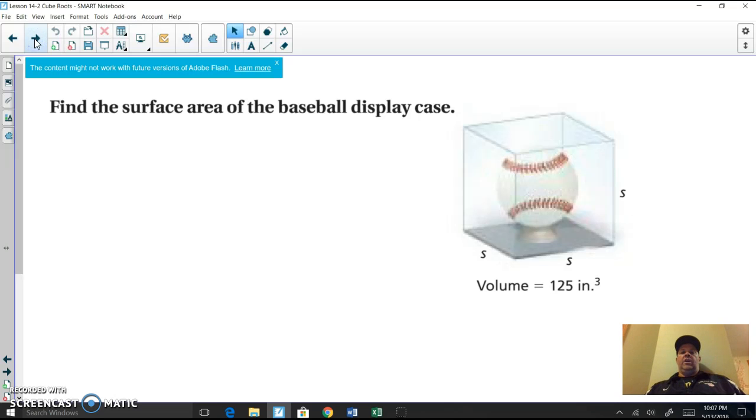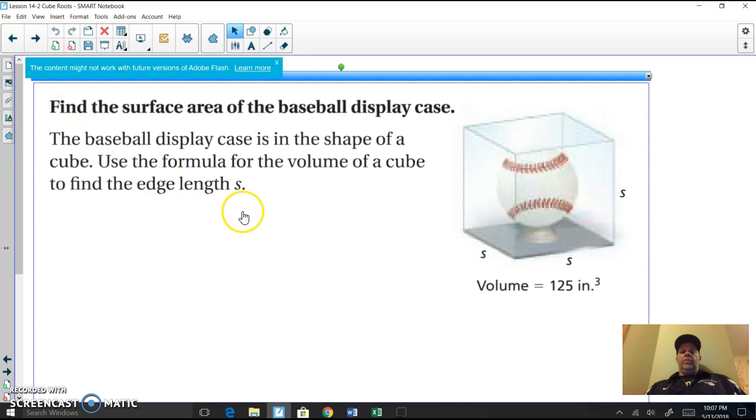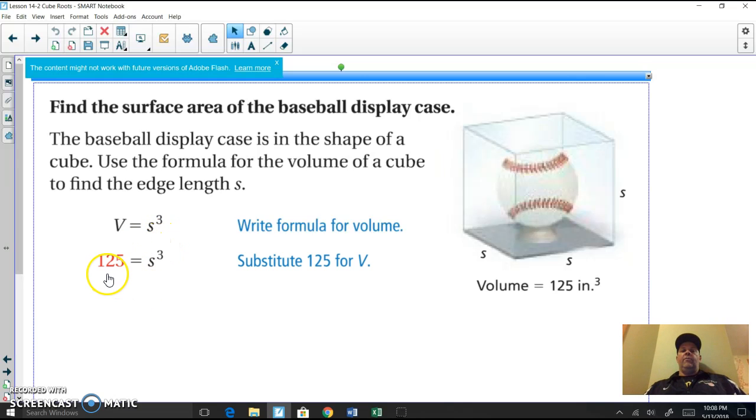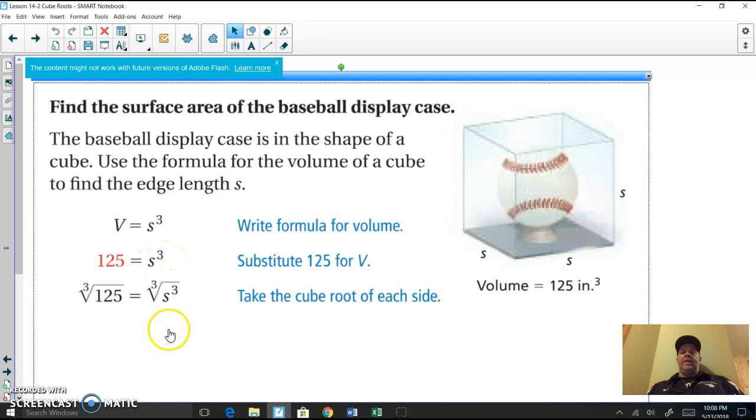Please find the surface area of the baseball display case. In this one, the baseball display case is the shape of a cube. Use the formula for the volume of a cube to find each side length. We know that volume equals side cubed. When we substitute the volume for 125, we get 125 equals the side cubed. That allows me to take the cubed root of both sides. Therefore, we know that each side is 5.